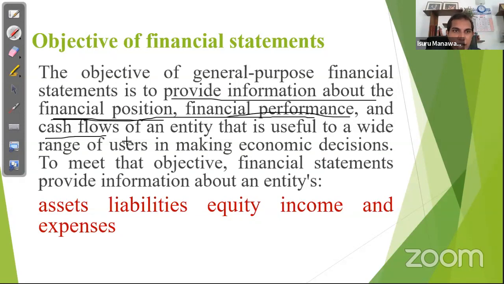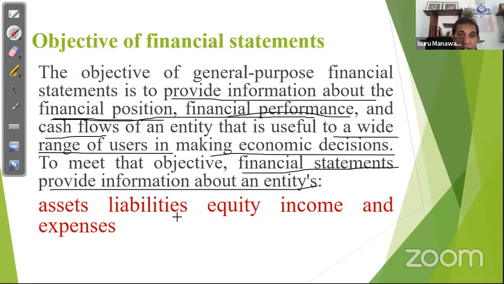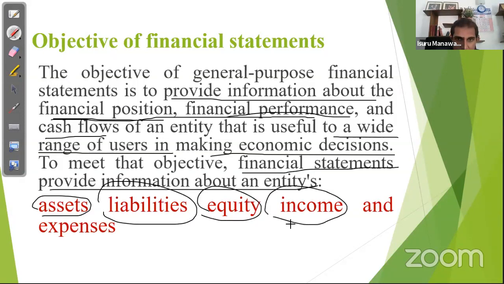Financial performance, cash flows, useful to a wide range of users. That is important. Wide range of users means who? Stakeholders of a business, right? Making economic decisions, right? For that, financial statements provide information about the entity's assets, liabilities, equity, income, and expenses. Those are the elements of financial statements.